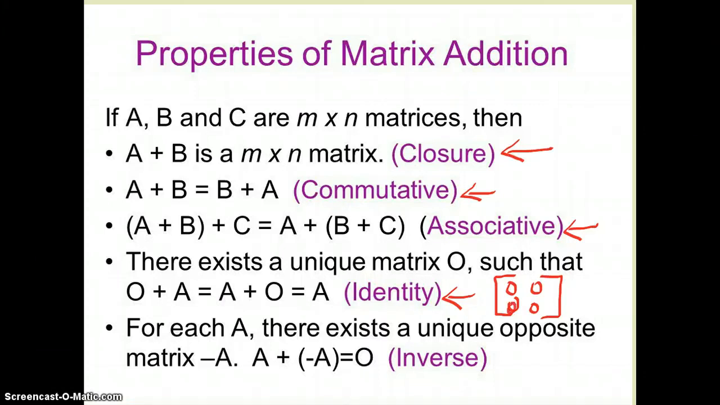Now, the inverse matrix is a little different because obviously I have to have the opposite of every element. But again, an inverse matrix exists where if you add a matrix to its inverse, you will get the identity matrix. You will get a matrix of all zeros, just like when we do addition with a regular inverse. So these properties, closure, commutative, associative, identity, inverse, all apply normally to addition, and they also apply when we add matrices.